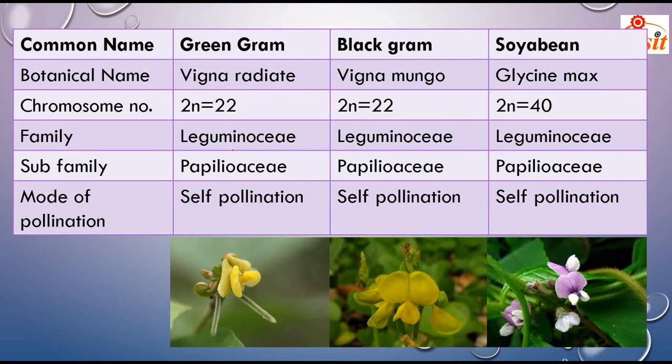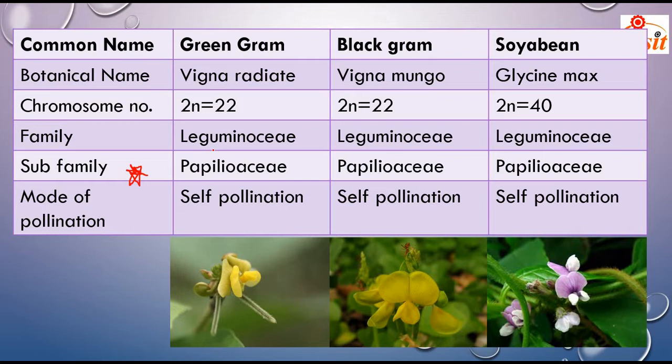The three crops belong to the Leguminaceae family, and I have mentioned the subfamily here because this is important from your exam point of view. Sometimes the examiners ask fill in the blanks or a sub question for spotting: write down the subfamily of Leguminaceae, or the subfamily of green gram, black gram, soybean, pigeon pea, any of the pulse crops which belong to the Leguminaceae family. So the subfamily is Papilionaceae, and the mode of pollination in these three crops is self pollination.